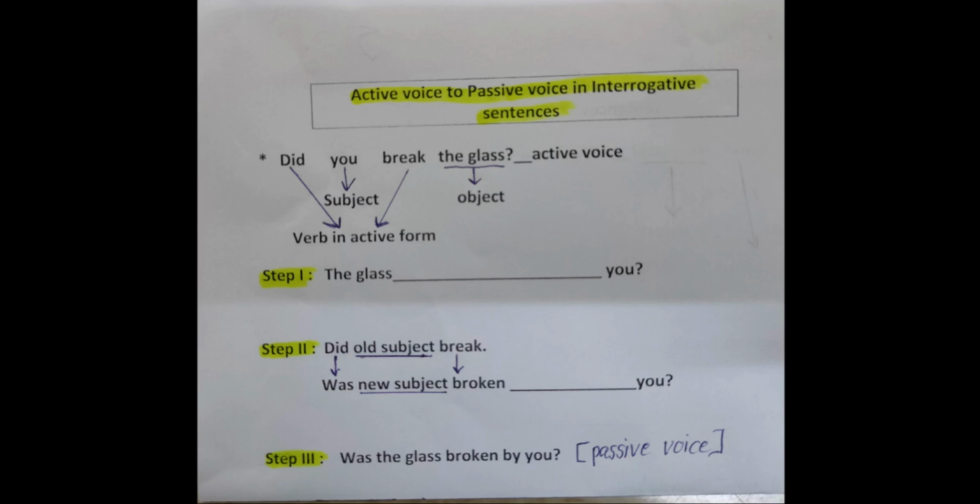So finally, we come on step number 3 where we have to introduce by word. So we introduce by word after the end of the verb. So the sentence becomes now, was the glass broken by you?